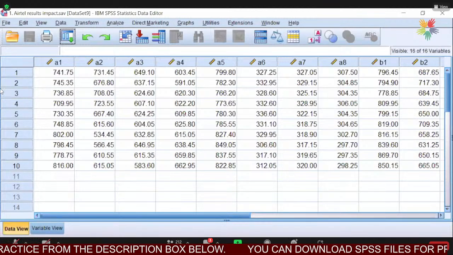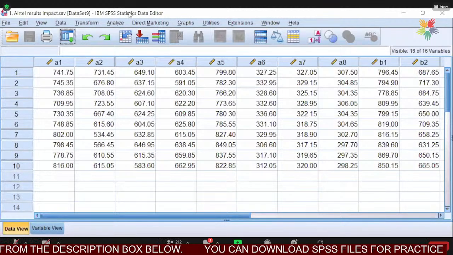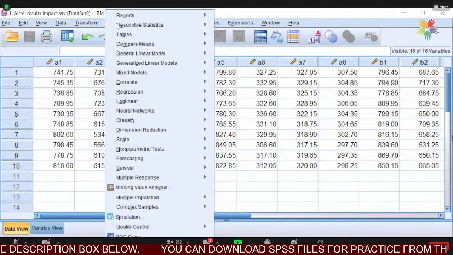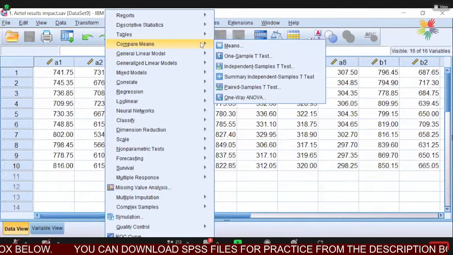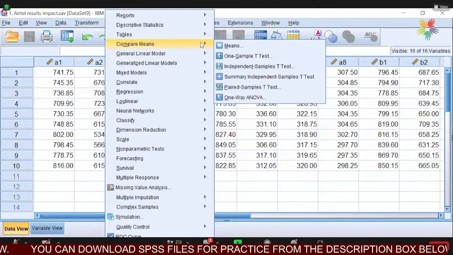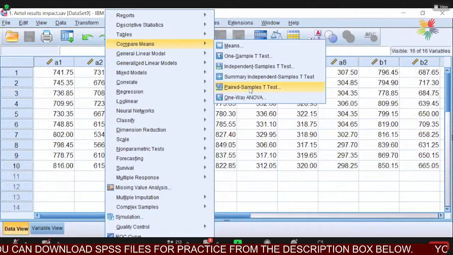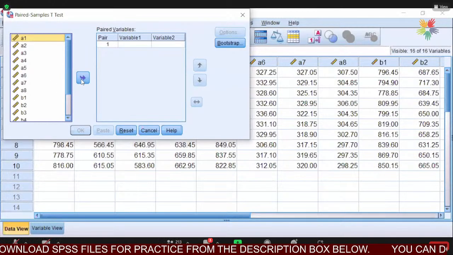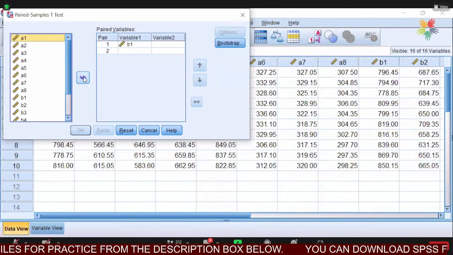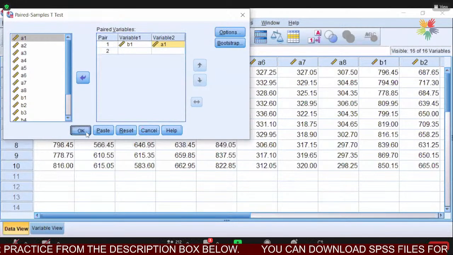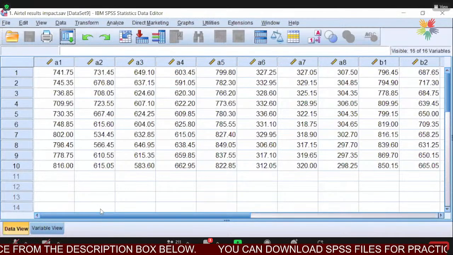So now let us produce: analyze, compare means, paired samples test. First we put B1 as before, then A1 as after. Say okay. Very, very simple test.